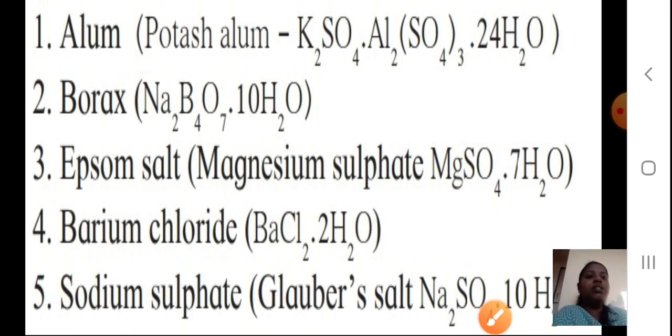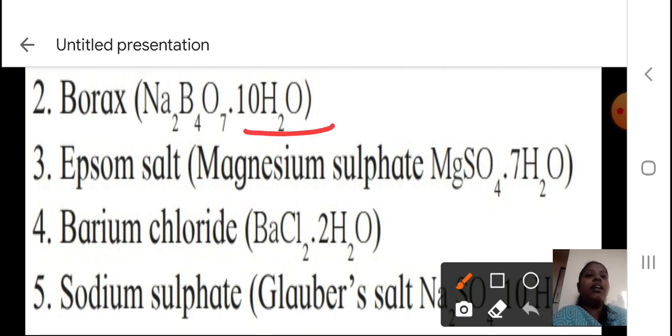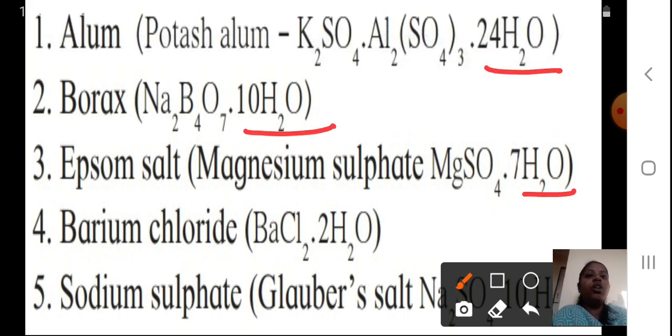So see students, here everywhere you will see that whatever water molecules you see, that is called the water of crystallization.